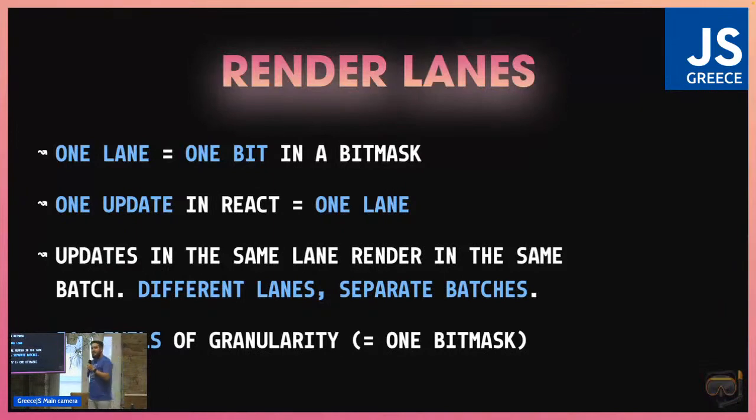And the one last concept that empowers a lot of great things are the so-called render lanes. Basically, they are an abstraction built around the concept of bit masks. One lane is assigned to one bit in a bit mask, and each update in React is assigned to exactly one lane. That means that updates in the same lane can be batched together, and updates in different lanes happen separately. And the great thing is that this gives 31 levels of granularity to React, because that's how many you have in a bit mask, right?